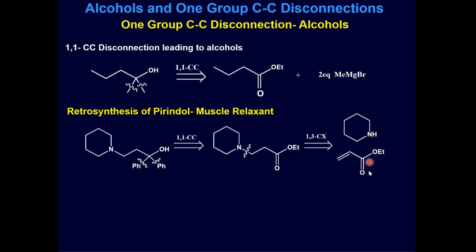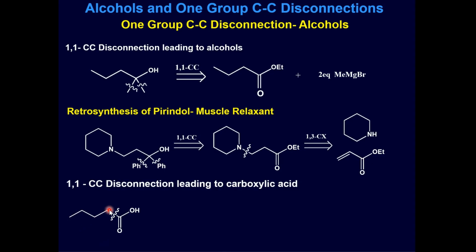This attacks on this, undergoing Michael addition to give this molecule, and treat with phenyl magnesium bromide. This gets converted into the corresponding alcohol and pirindol is synthesized. I use 1,1 C-C disconnection to prepare the corresponding alcohol. 1,1 C-C disconnection leading to carboxylic acids. Here we have seen the alcohol formation by 1,1 C-C disconnection. Let us see formation of carboxylic acid by using 1,1 C-C disconnection.